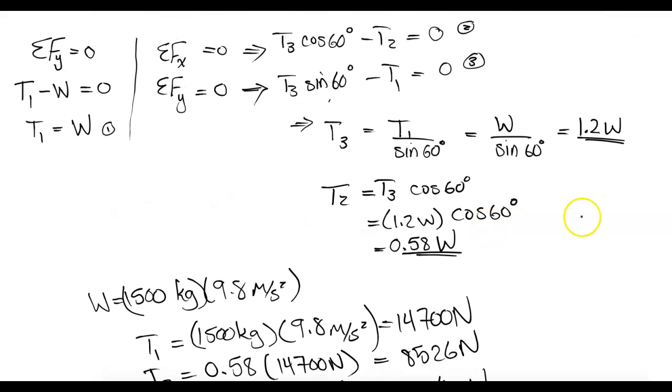But notice, folks, that if we use the solutions that we got in terms of the weight, then no matter what weight we have, we can easily find the tensions according to this. So we solved it generally first and then plugged in the value of the weight. And notice that we had to multiply the mass by 9.8 in order to get the weight.